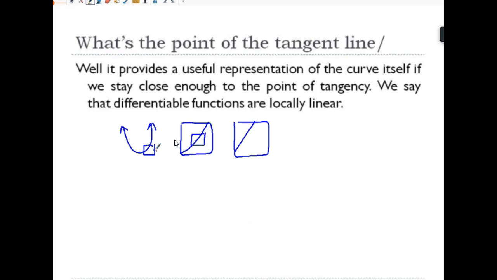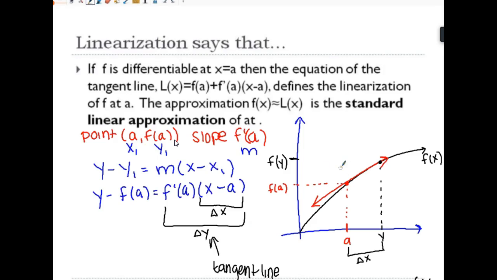Linearization says a couple things about differentiability and functions. So linearization says that if f is differentiable at x equals a, then the equation of the tangent line L of x is equal to f of a plus f prime of a times x minus a. Guys, that's just point-slope form. I even show you that rewritten down below.